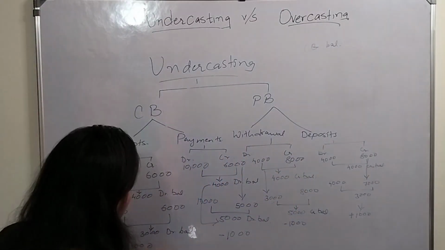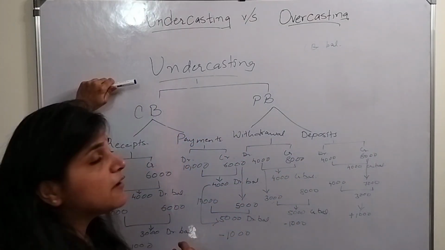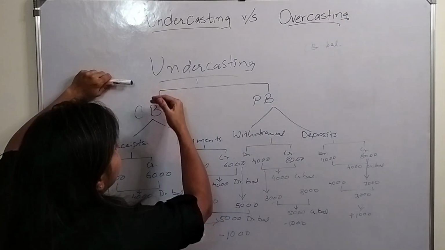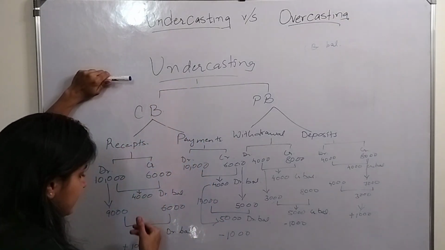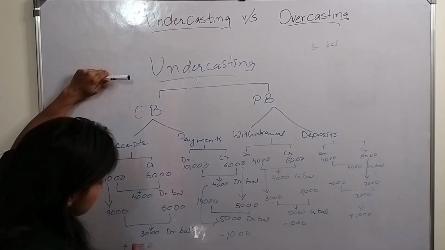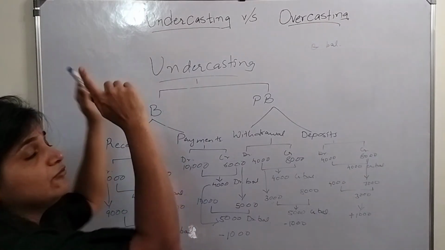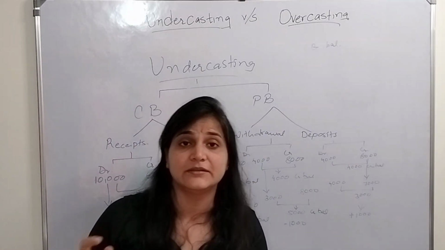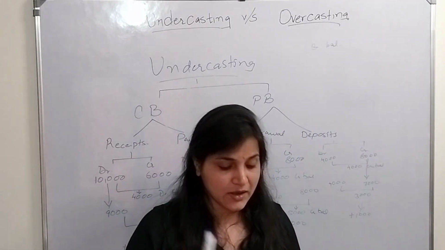The effect of all these will change if instead of cashbook balance, passbook balance has been given and you have been told that the cashbook balance has been undercasted on the receipt side by rupees 1,000. So instead of adding that amount, you have to deduct it, because you have to reconcile it with the cashbook, right?